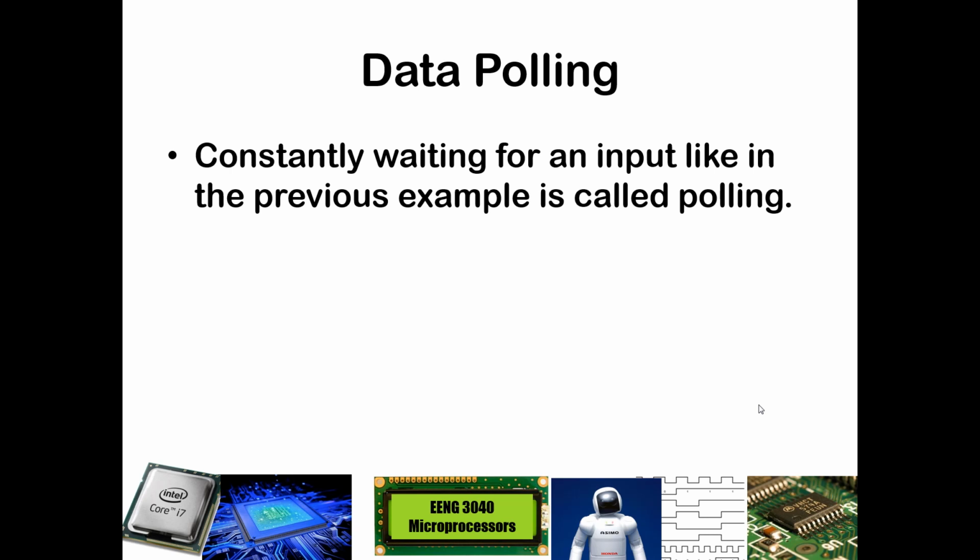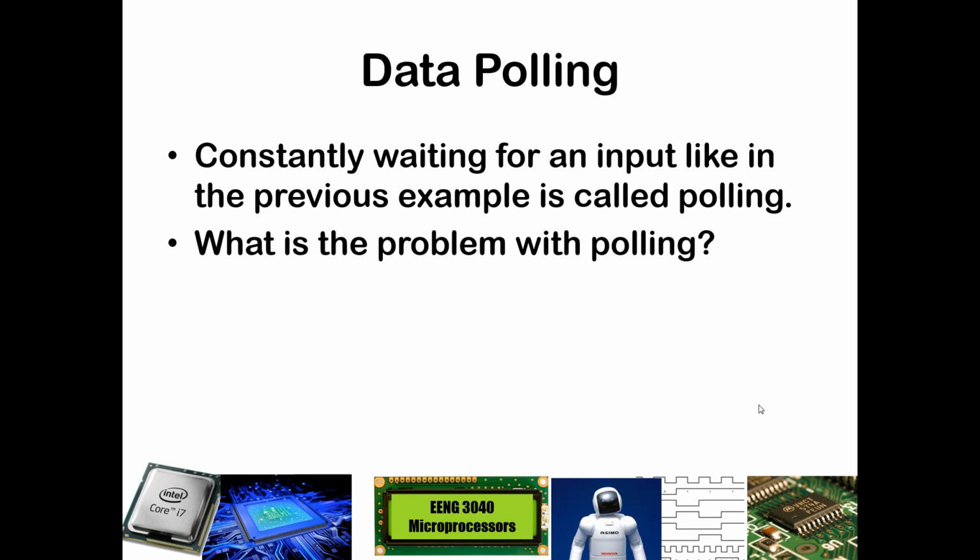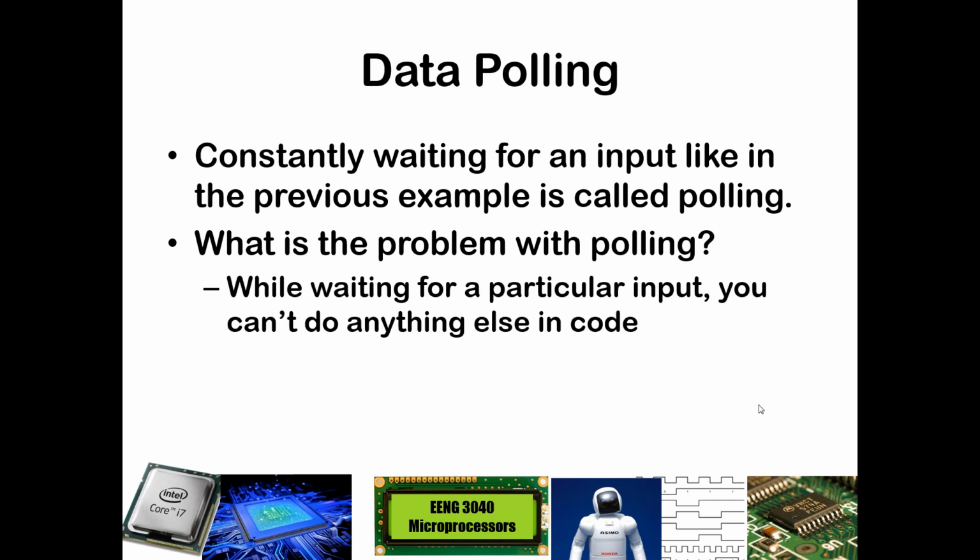It might be a matter of seconds, it might be a matter of minutes. That particular button might not get pushed all day long. So what's the problem with polling? Well, while your processor is dedicated to waiting on that particular button to press, you can't do anything else. Your code is dedicated to that particular command, just waiting and waiting and waiting, saying, hey, is it pushed yet? Is it pushed yet?